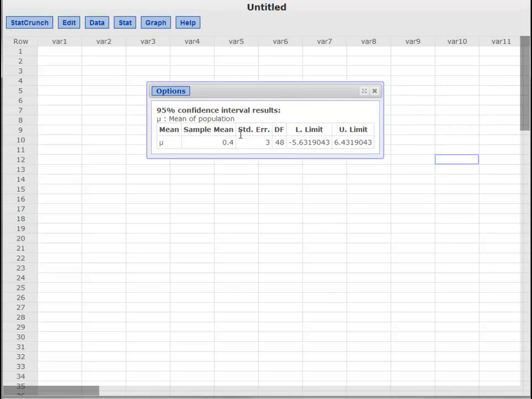Remember, standard error is not E, right? That's not your margin of error, that's your standard error. If you want to calculate your margin of error, you still have to do the difference between these two numbers and divide by 2.